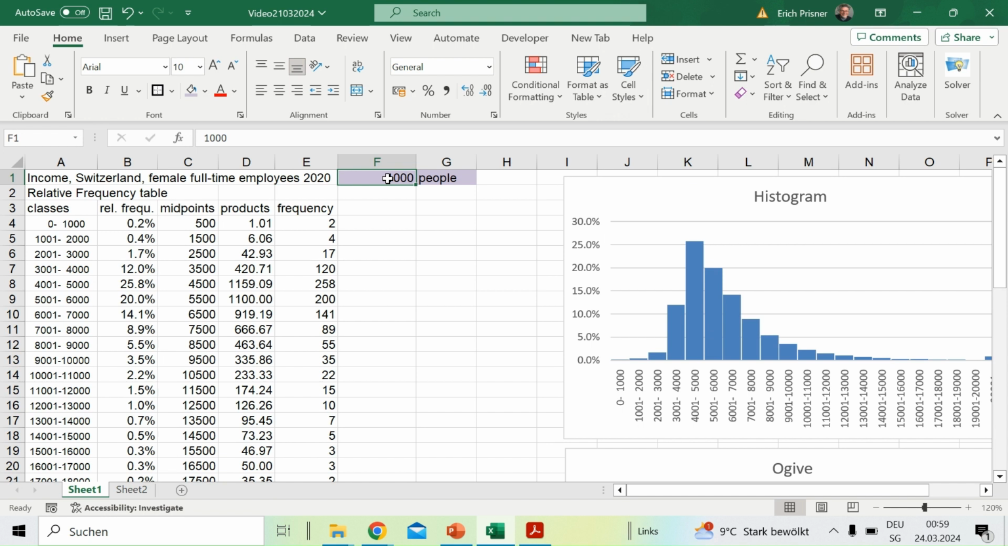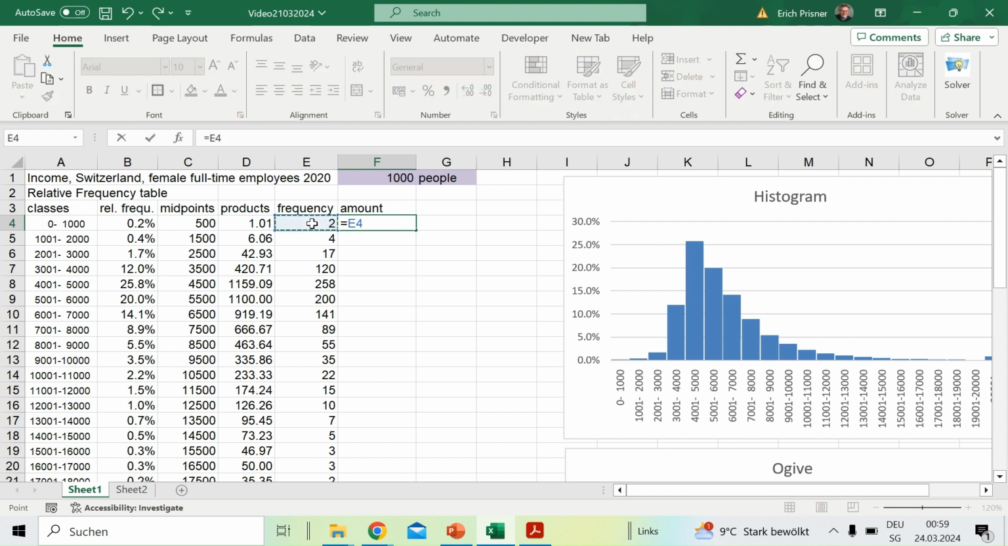So it really matches. Next, what I want to do is I want to calculate the total amount of money the people in the different groups make. So I call it amount. And the formula is relatively simple. I have two people in the first group. They get 500 each. So how much do we have in total? Well, it's a product of both. So this one is equal to 2 times 500, or in other words, E4 times C4.